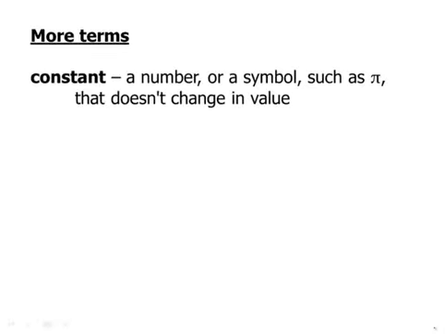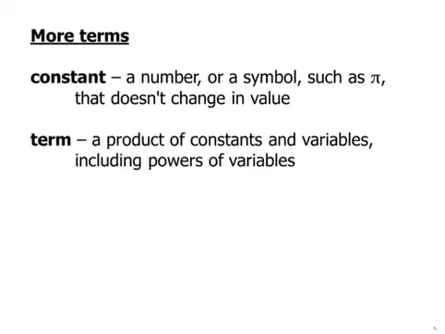So more terms. A constant is a number or a symbol such as pi that doesn't change in value. So constant is just a fancy word we use for ordinary numbers. A term is a product of constants and variables, including powers of variables. So for example, all of these are terms. It could be just a single number by itself, a single variable by itself, or numbers times variables, and it includes powers of variables.